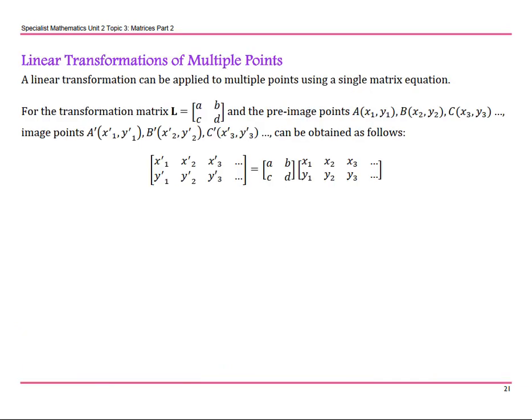Now, linear transformations are multiple points. We can do multiple points at the one time. So for the transformation matrix L, a, b, c, d, and the pre-image points x1, y1, x2, y2, x3, y3, etc., our image points can be found by putting our pre-image points in matrix form. So a, b, c, d times x1, y1, x2, y2, x3, y3, etc., as you can see there. Remembering your coordinates go down, that's your A, then your B, then your C. That will be your image of A, your image of B, image of C.